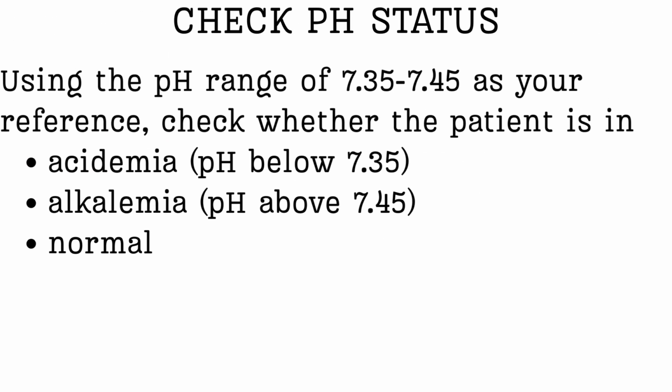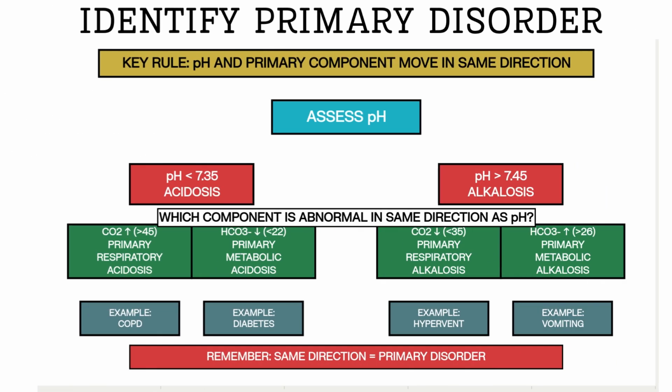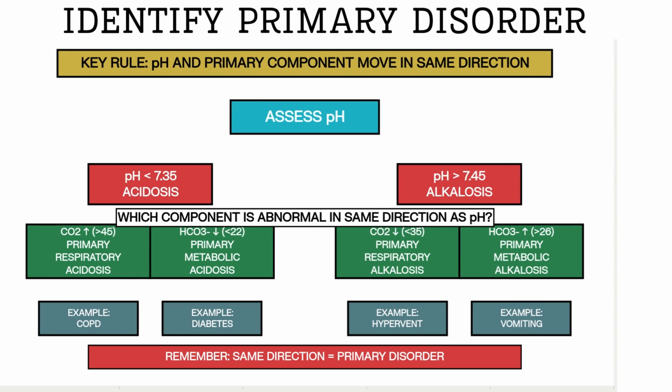Check pH status. Is your patient acidemic, alkalemic, or normal? Use 7.40 as your reference point. Identify the primary disorder. Is this respiratory or metabolic in origin? Here is the key principle. pH and the primary component move in the same direction.